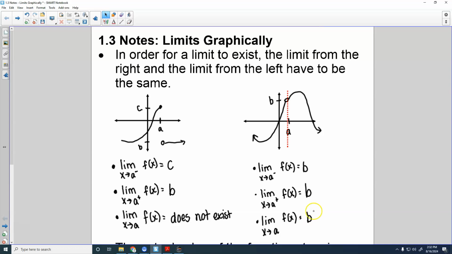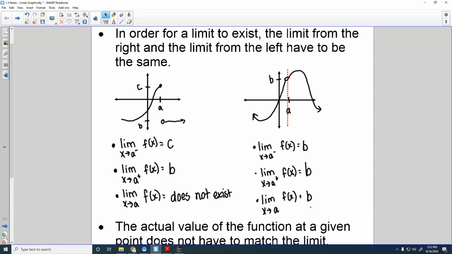And the limit as x approaches a of f of x? B. Okay, but I didn't ask you this, but I should have. What is f of a? The language that we use is a little bit different for asking for the value of the function versus asking for the limit. So limits do not exist. F of a, we would say that it is undefined.